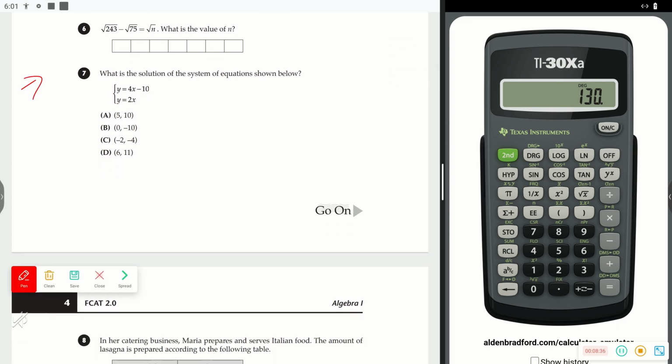Just for the sake of room on the page, I'm going to actually solve this one right here. So we have the square root of 243 minus the square root of 75 equals the square root of n. What is the value of n? So they don't want us to actually factor anything out necessarily. They want us to have all of the terms underneath the expression here. So let's look at how I solve that one.